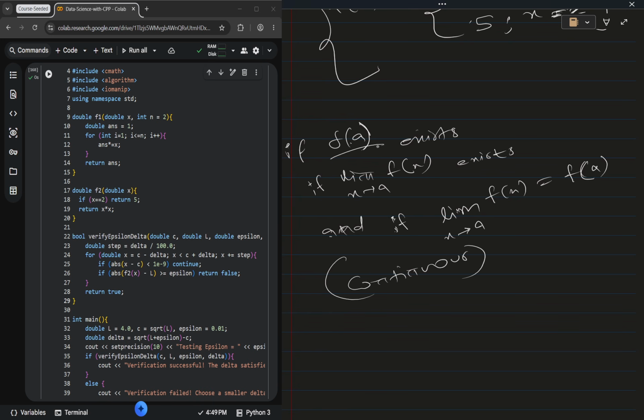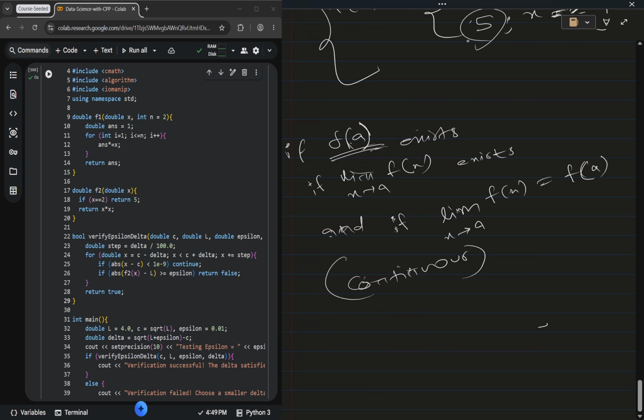Obviously, if the function doesn't exist at a, you can just say that this is an undefined function at a. So it won't be continuous, as the function doesn't exist over there. And if the limit doesn't exist, then it was never continuous. It must have gone something like this, crazy stuff.